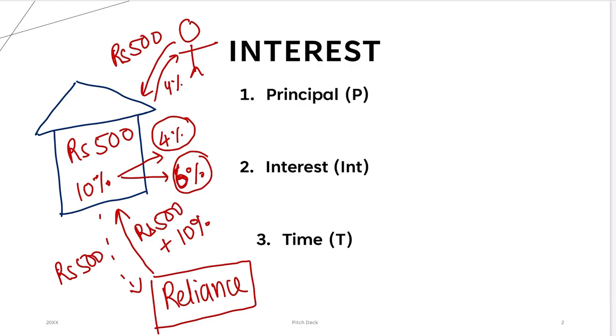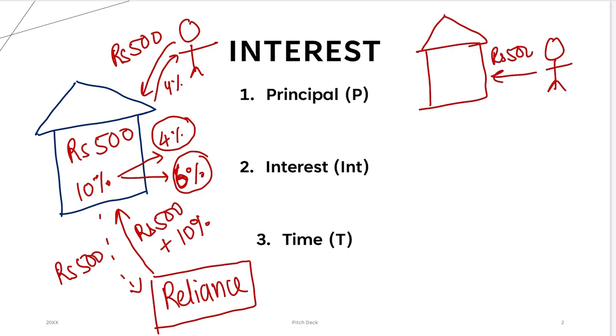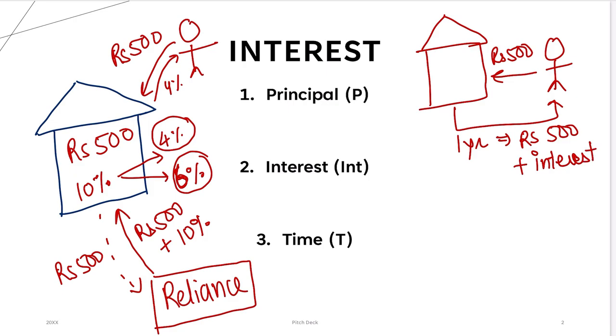So what exactly is happening? So this is a bank. You go to the bank and you give some money to the bank, suppose 500 rupees. After some time, suppose after 1 year, what will the bank do? The bank will give you this 500 back plus some extra money, say, and that is called interest, right? So this is what we are going to learn today.